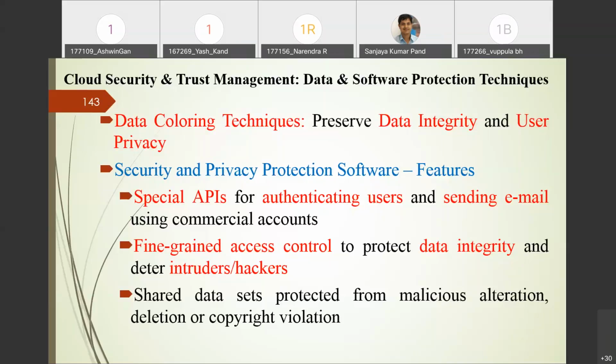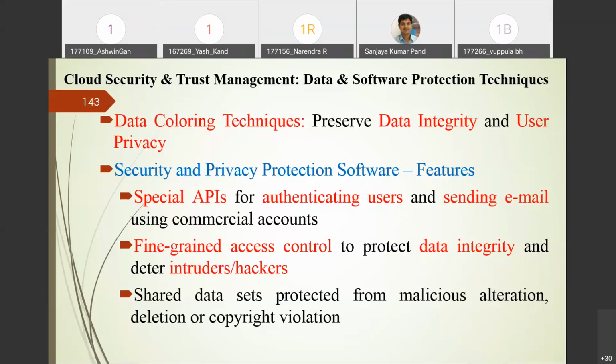right? Whatever data is stored in the cloud, you have to maintain integrity in that data, right? Data should not be modified, and you have to see the privacy part, right? Data is not leaked. Privacy is an important concept, right? Such data should not be given to unauthorized persons, right?